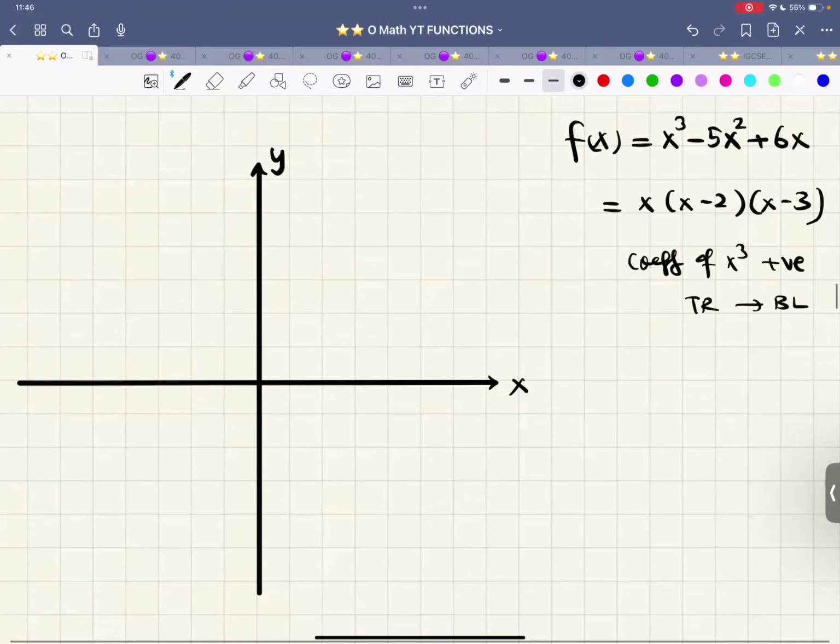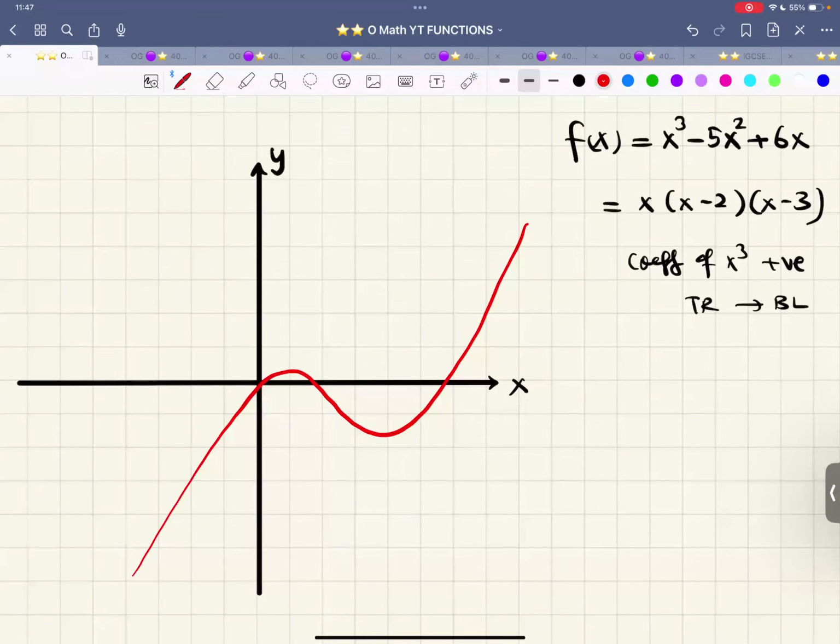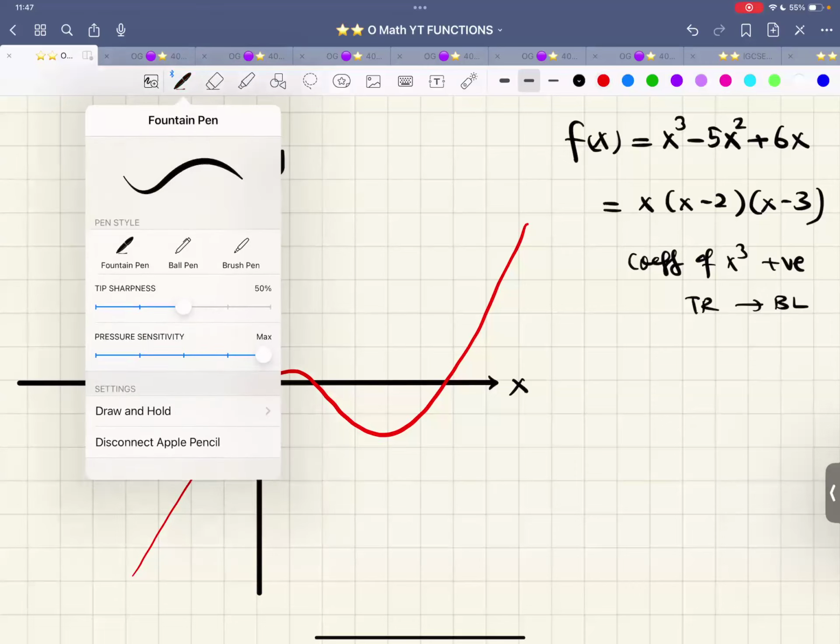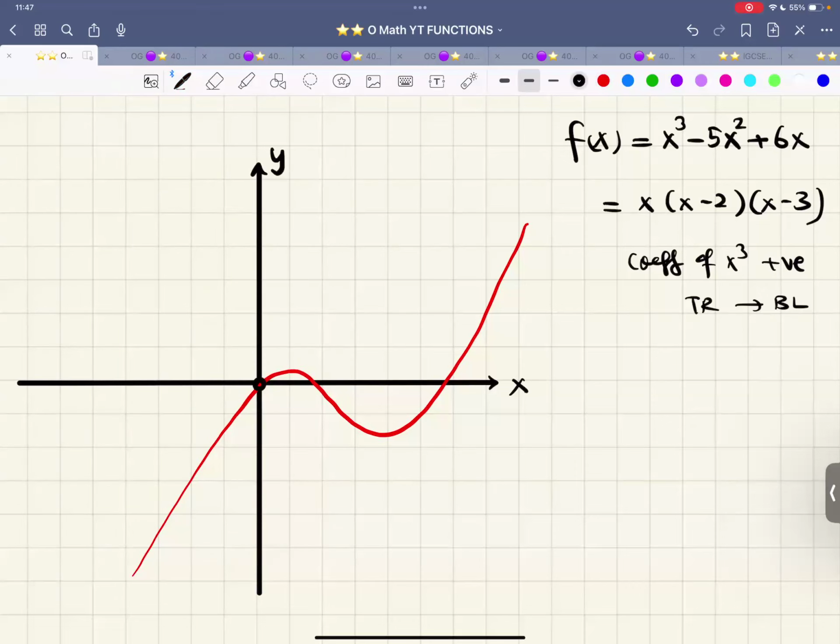At the same time, it would pass through these things. So let me grab a thick red marker. Positive 2, positive 3, and 0. That's how the sketch is drawn. All you need to do is to mark the roots. So therefore, this is 0. This is 2. This is 3. It's not drawn to scale. This is top right. This is bottom left.